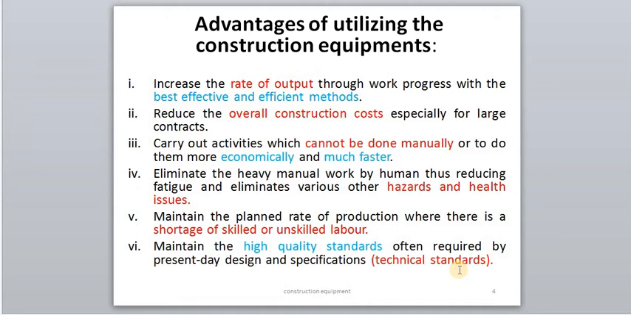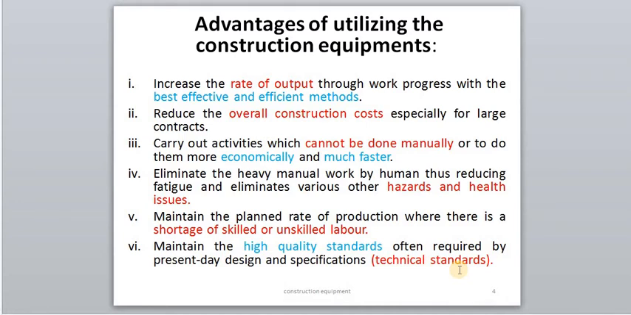What are the advantages of utilizing the construction equipments? First, with the help of these advanced equipments, there is an increase in the rate of output. As I have already said with the example of excavation, the output given by laborers is less compared to advanced equipments. The rate of output and the progress of work will be increased. We can use the best, effective and efficient methods in the construction industry with the help of advanced equipments.